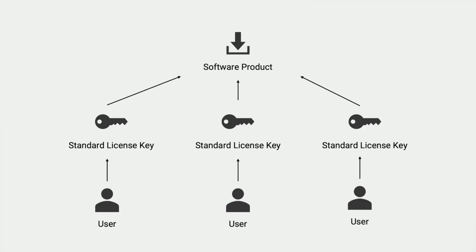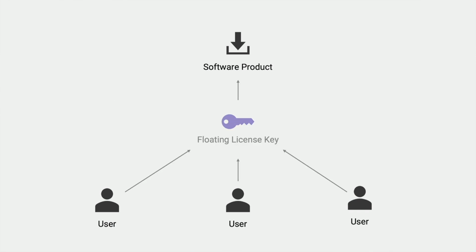Let's get started. First of all, what is the difference between a standard license and a floating license? A standalone license can only be activated by one user and one device only. A company wanting to buy a software product would then have to buy one individual license for every employee. With floating licenses, the same license key can be used by a network of users and devices, and this can help to reduce the cost.